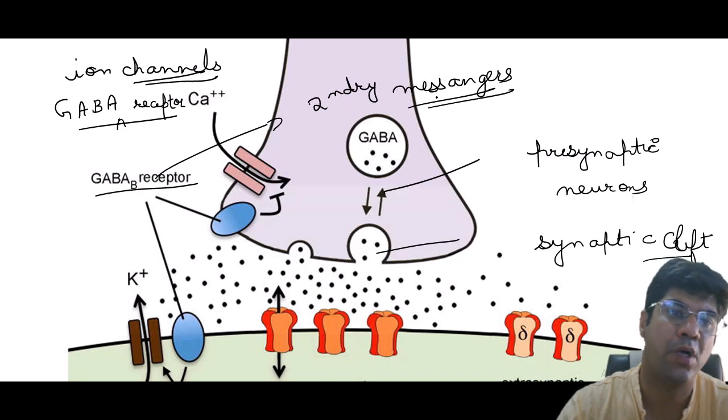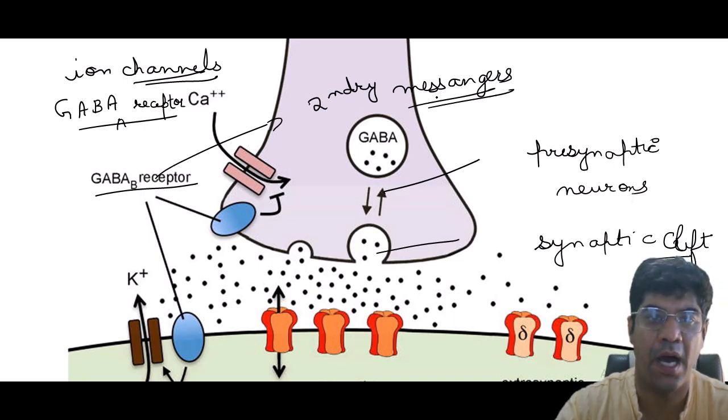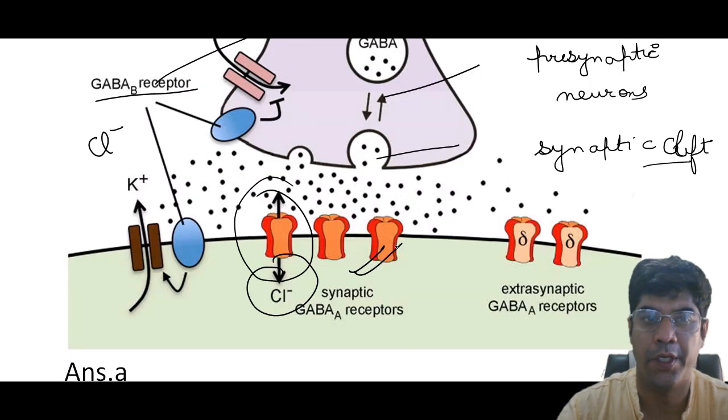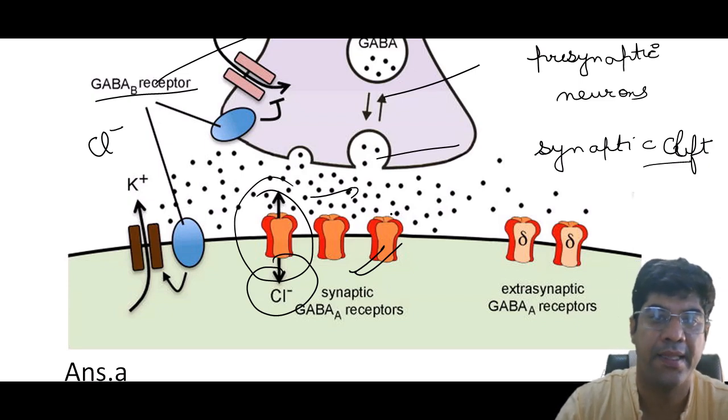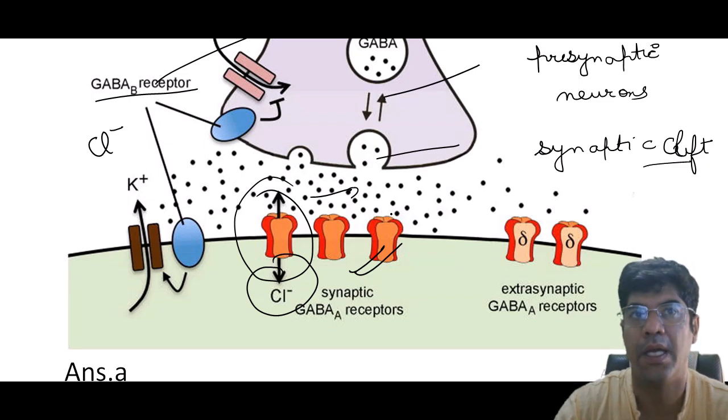When GABA binds to GABA A receptors, it causes ion channels to open, allowing the chloride ion to flow into the neurons. The influx of chloride makes the inside of the neurons more negative and hence hyperpolarizing it. So this hyperpolarization makes it less likely for neurons to fire an action potential and thereby inhibits the neuronal activity.